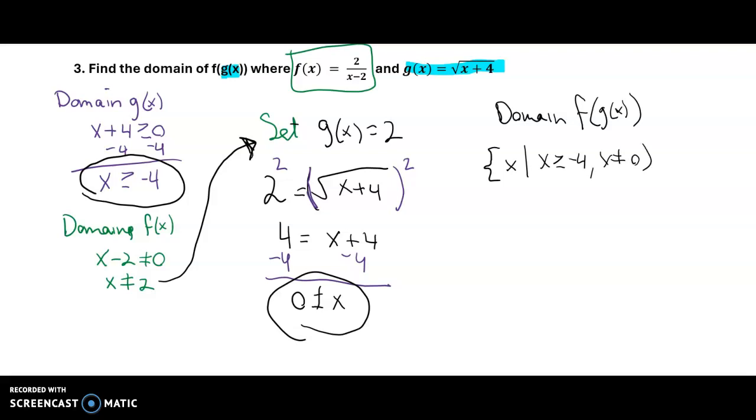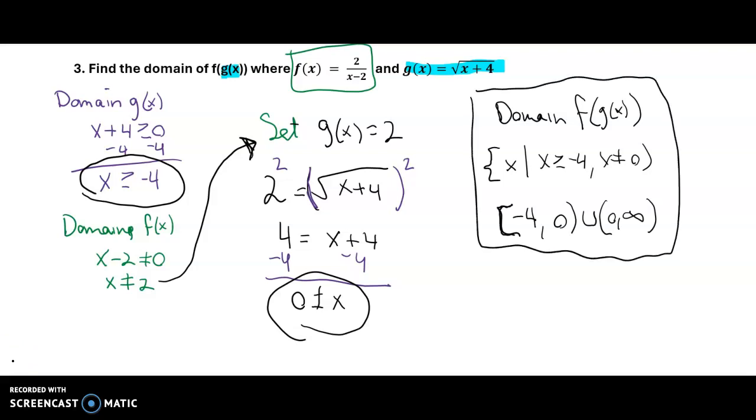We can also write that in interval notation. You can see we have a bracket, negative 4 comma 0, union 0 to infinity. So there you have it, our domain of our composed function.